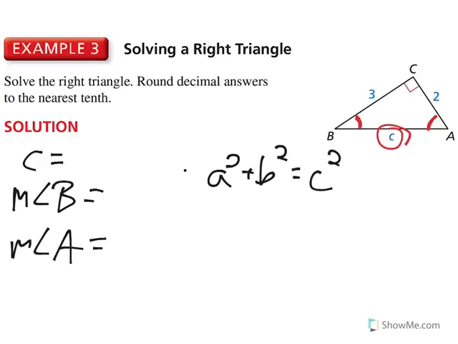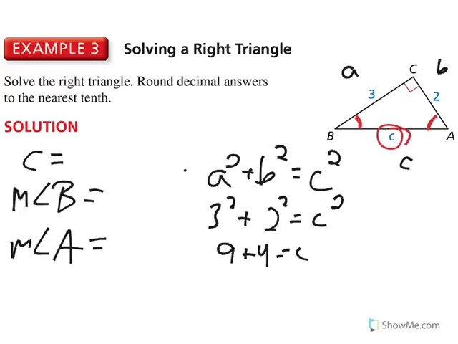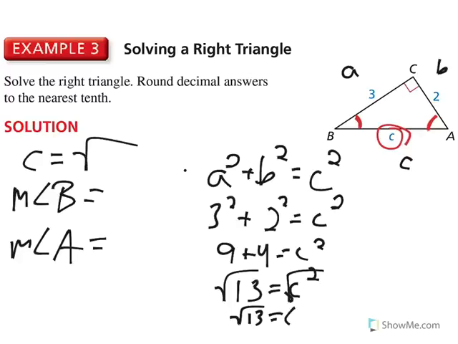When I plug in the Pythagorean theorem, this would be A, this would be B, this would be my C. So I'm just going to plug it in. 3 squared plus 2 squared equals C squared. I get 9 plus 4 is equal to C squared. 9 plus 4 gives me 13. To get C by itself, I take the square root of both sides. So C is equal to the square root of 13. And that one does not simplify.